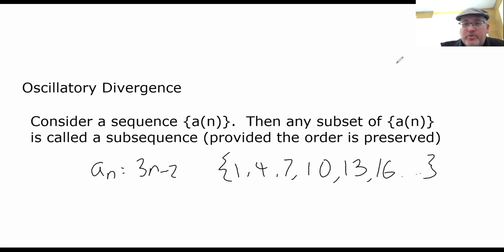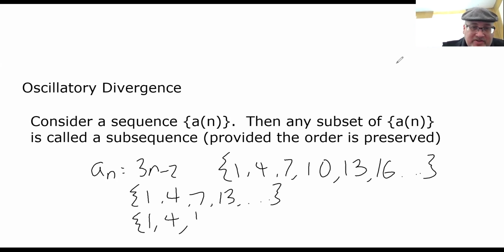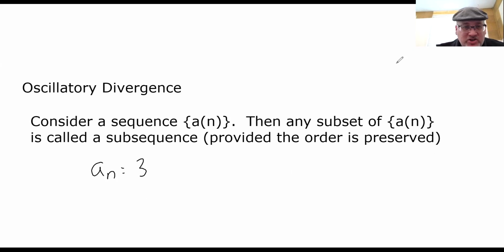Then one subsequence could be 1, 7, 13, which in this case is every other term. Or I can make a subsequence by taking the first 2, skipping the next one, taking the next 2, skipping the next one. But I have to keep the numbers in the same order they were before. So that's the loose definition of what it means to be a subsequence. There's a more rigorous definition, but I don't think I want to push it that far right now.